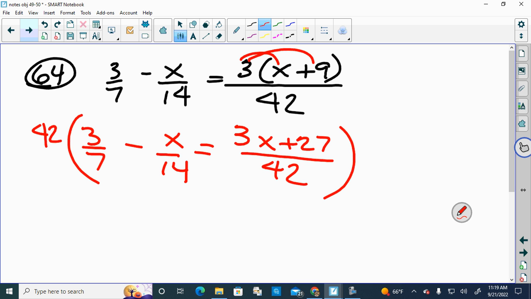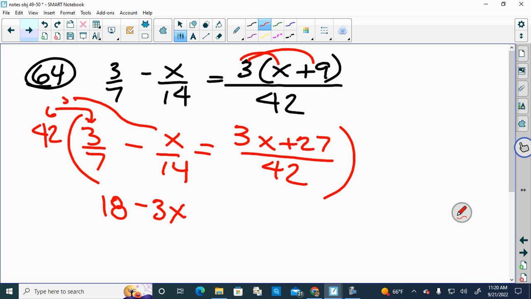7 goes into 42 6 times. So it's really 6 that I'm distributing to whatever was left at the numerator. So 6 times 3 would make this 18. Okay, 14 goes into 42 3 times. So it's really 3, sorry, that you're distributing to what is left of the numerator. So 3 times negative x is going to be a negative 3x.